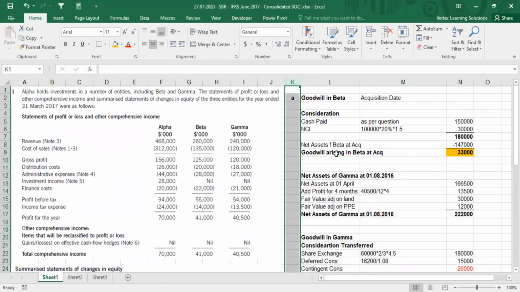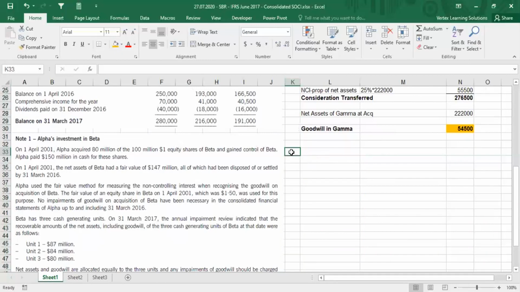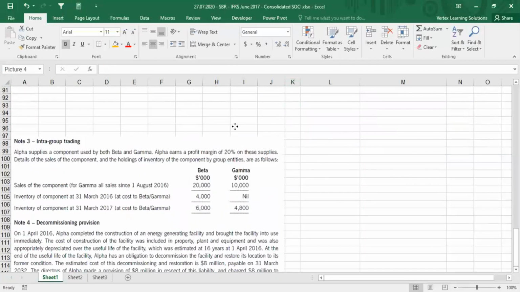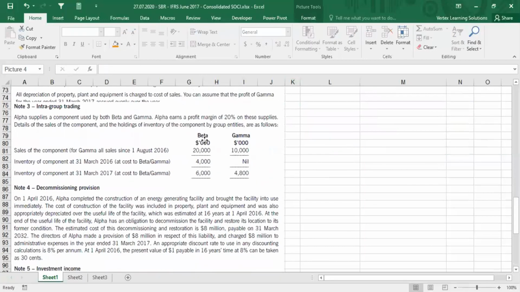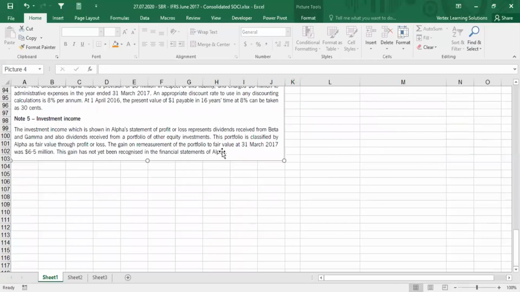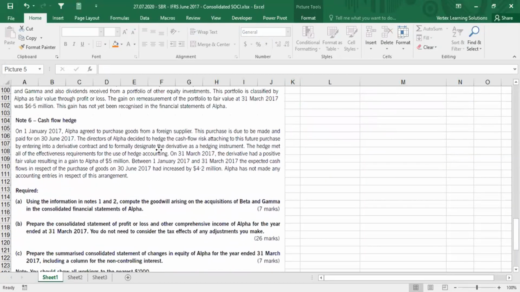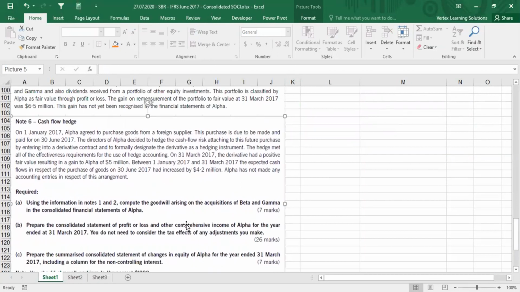And now we need to move to part B, which says preparation of consolidated statement of profit and loss and other comprehensive income. Now, before I start the second part, B part, if you have any question until part A, you can ask, or otherwise we'll start part B.